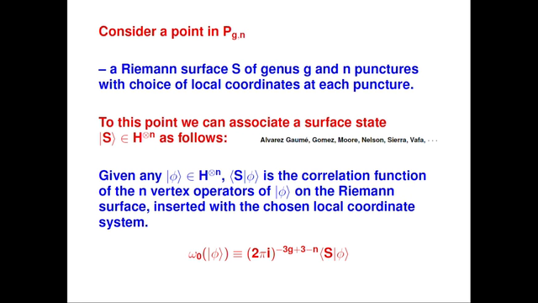So, this is the definition of a surface state. To every point in PGN, you can associate a state in the n-fold tensor product of H. Are there any questions? Is this clear?